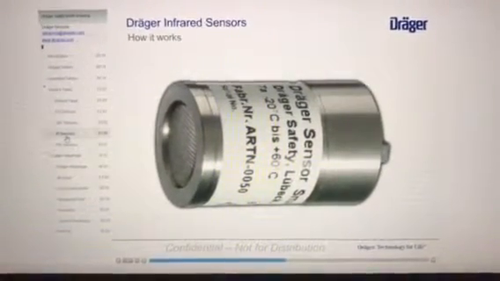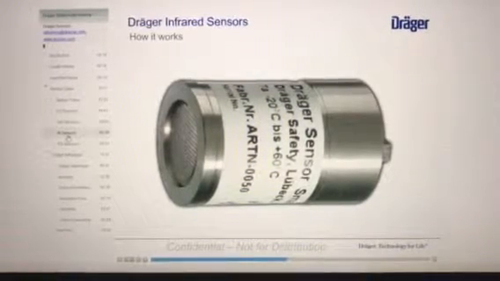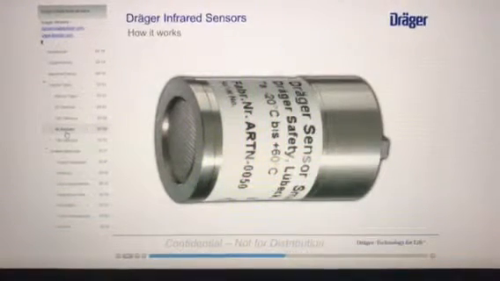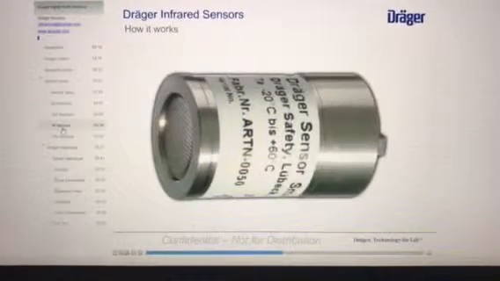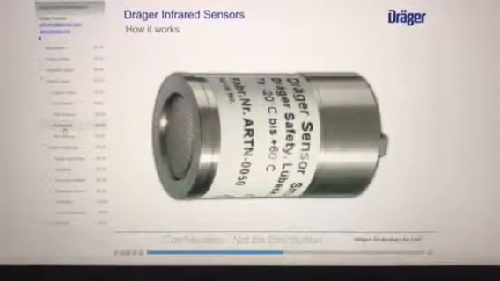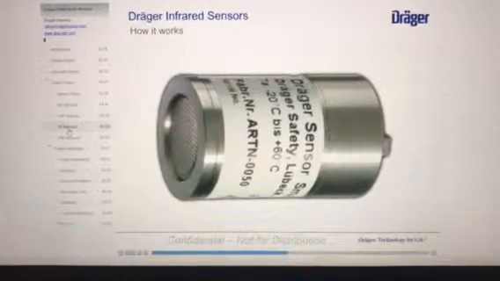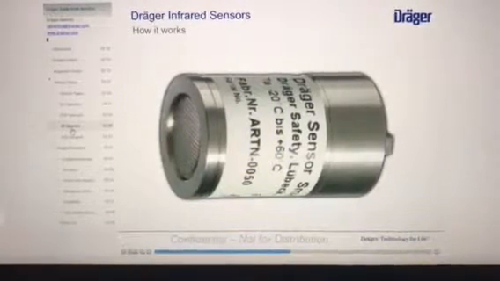Flammable gases and vapors are mostly hydrocarbons, and hydrocarbons absorb different light waves than the main components of air: oxygen, nitrogen, and argon. This distinction can be exploited to measure the amount of hydrocarbons that are present.